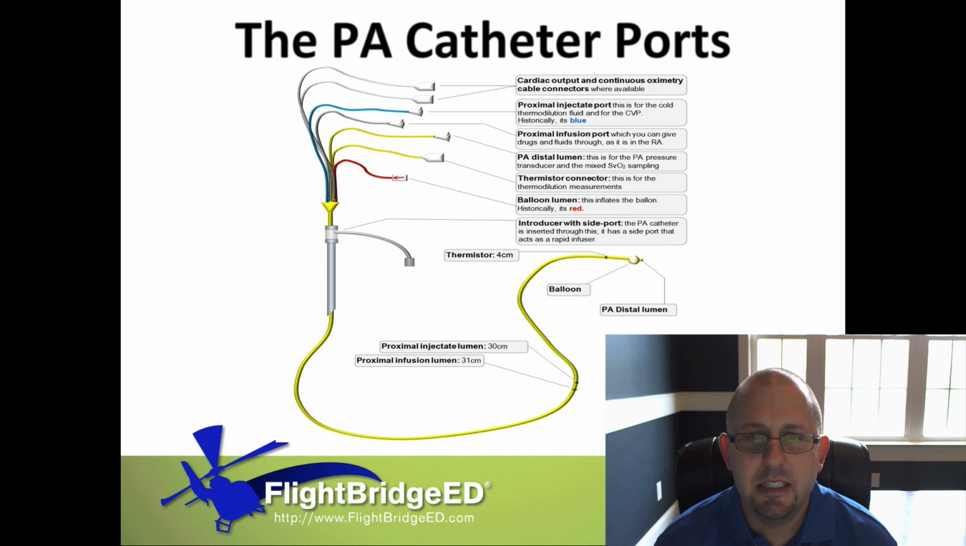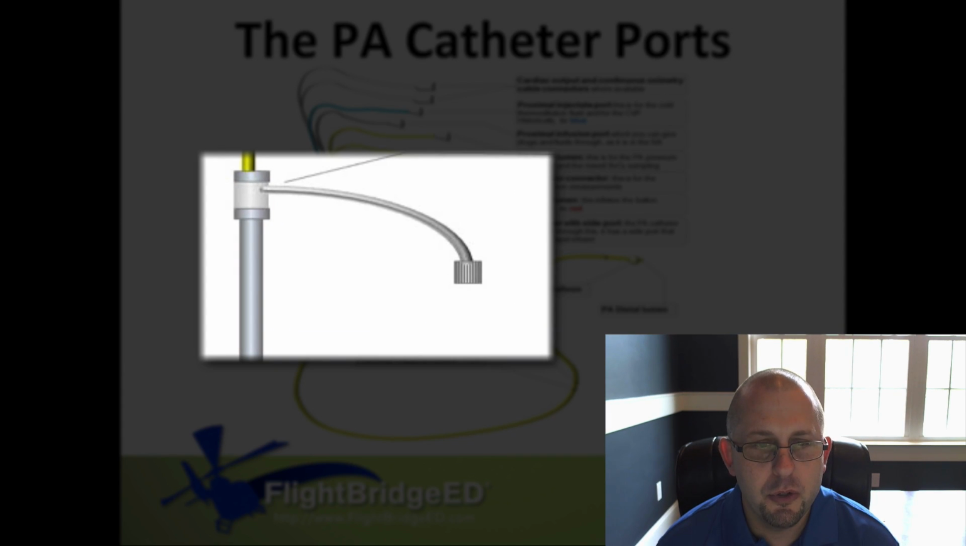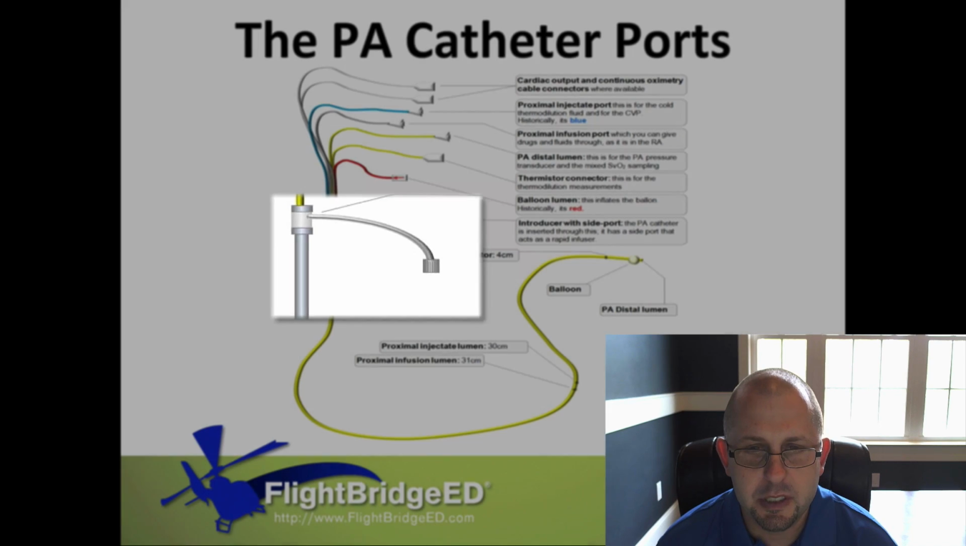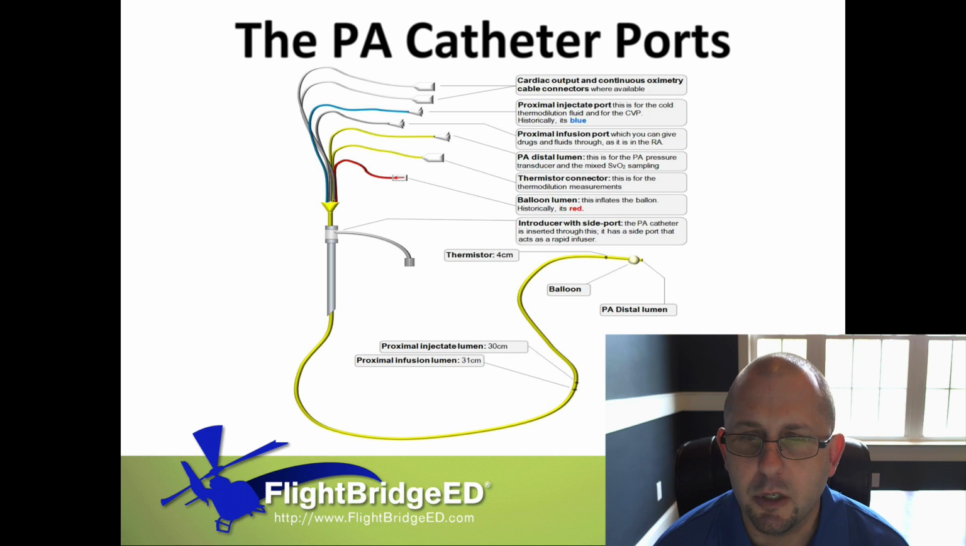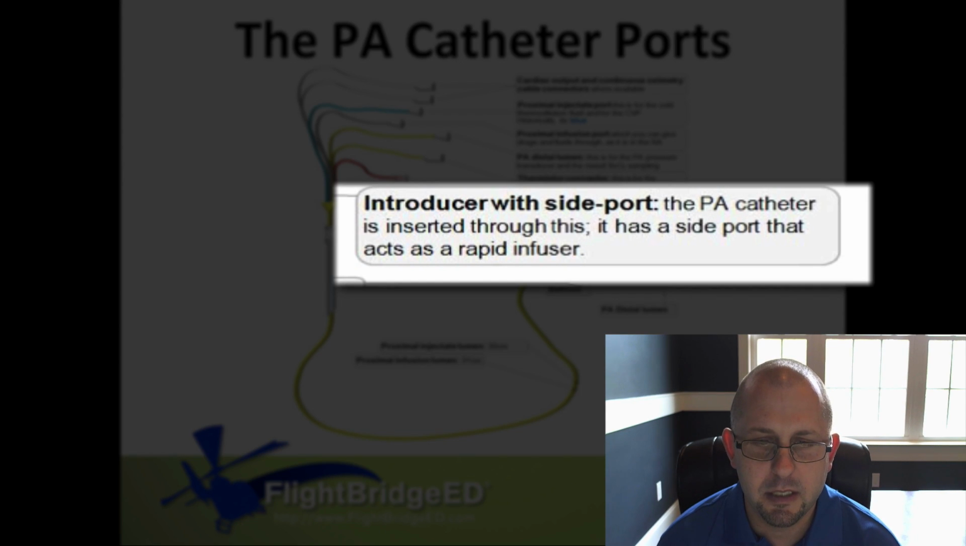Then the last is this introducer with side port. That introducer is actually going in through the skin. It's actually allowing you to slide this catheter back and forth. It's going to have a safety sterile piece of plastic on the port so that you can keep some sterility. But on the side, it's got this introducer with side port, and that side port is a very large straw-like port that you can infuse fluids rapidly. I mean, it's a massive port.